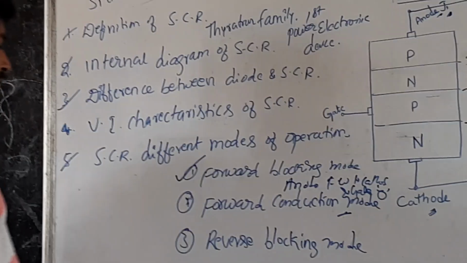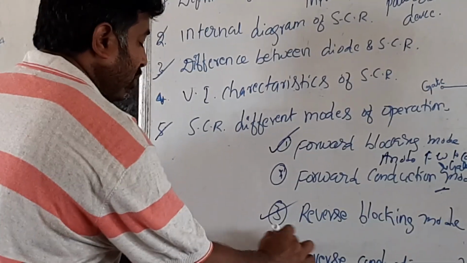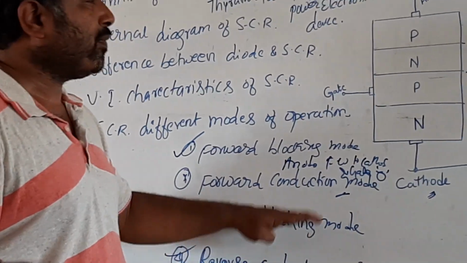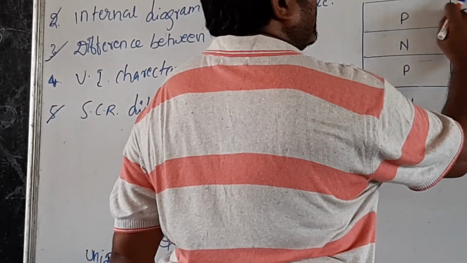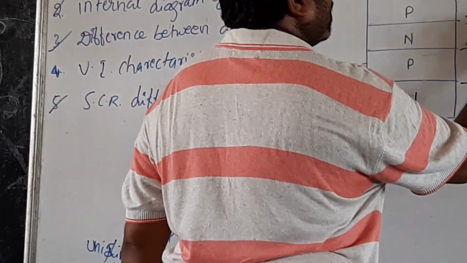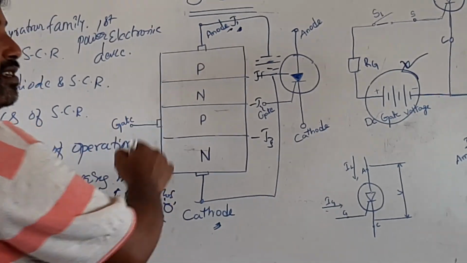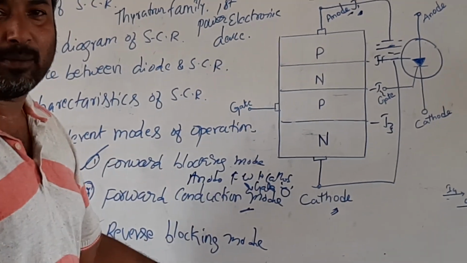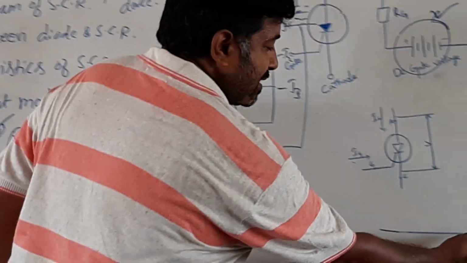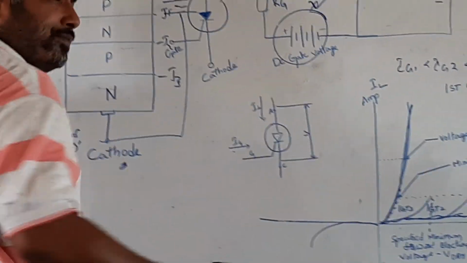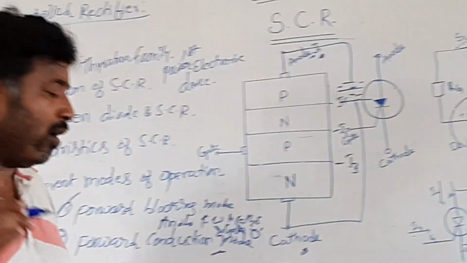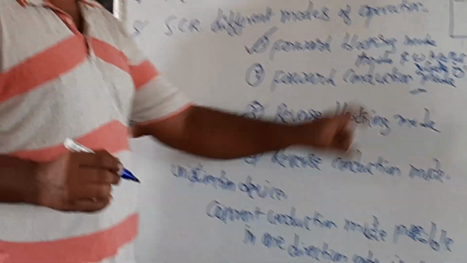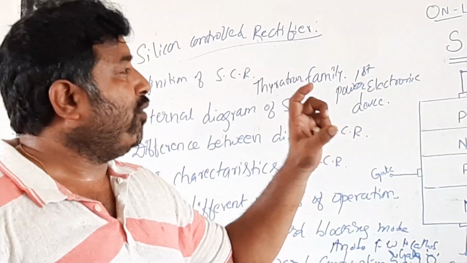On the other hand, we can also discuss two other things: reverse blocking mode and reverse conduction mode. In case of reverse blocking mode, anode is negative with respect to cathode like this, and without gate voltage it is called reverse blocking mode. Applying gate voltage gives reverse conduction mode. But in case of SCR, it is applicable only in one direction, that is the positive direction. That is why we are discussing up to this level. This is the basic function of SCR.